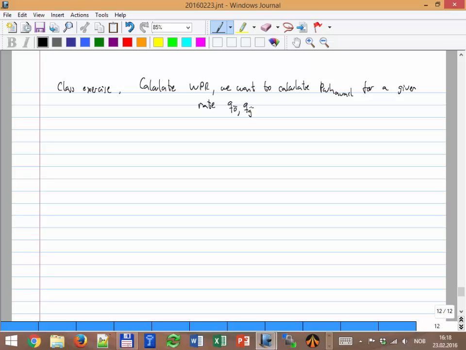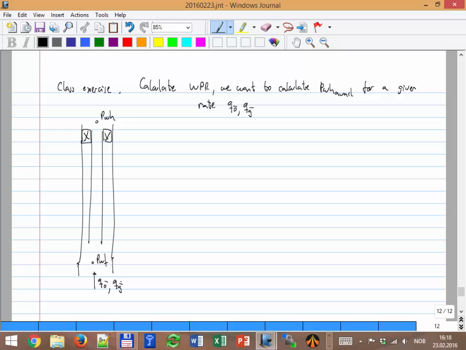So for that, someone has already taken care of the IPR. Let's say that our well looks like that. We have the tubing, we have the casing. Here we have PWF, and we want to calculate PWH, and we already have the rates, Q oil and Q gas. And the temperature is also given.